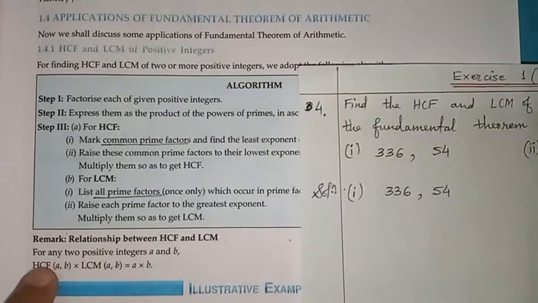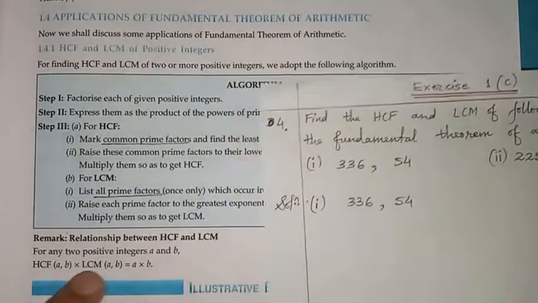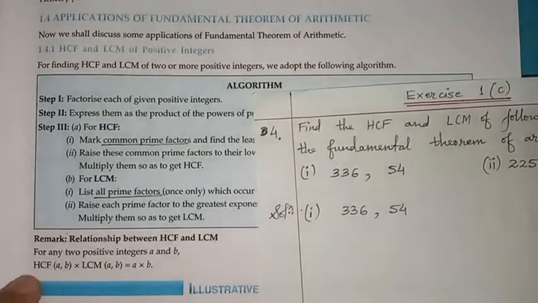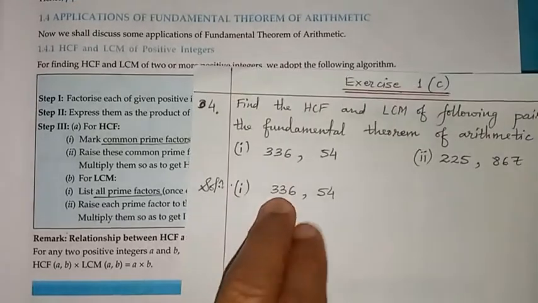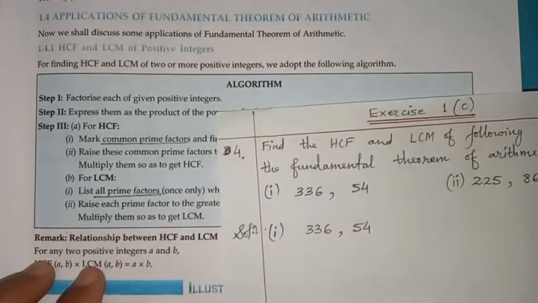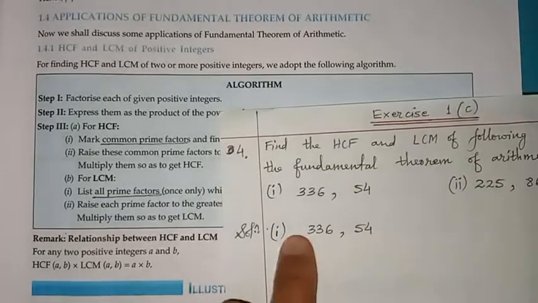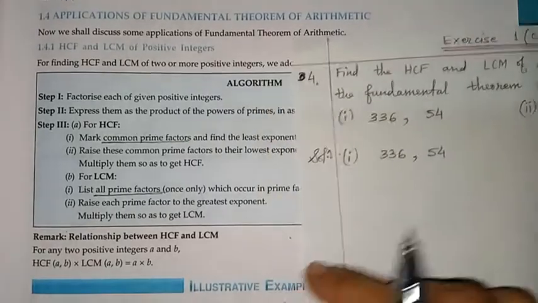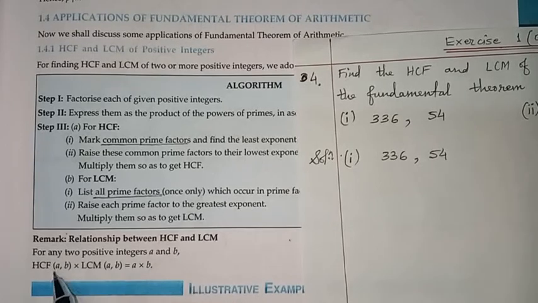So look, for any two positive integers a and b, remember the relationship: the product of their HCF and LCM, that is HCF of a and b times LCM of a and b. If you find that product, then it will always be equal to the product of these integers. Means the positive integers I've given you, you find their HCF and LCM.